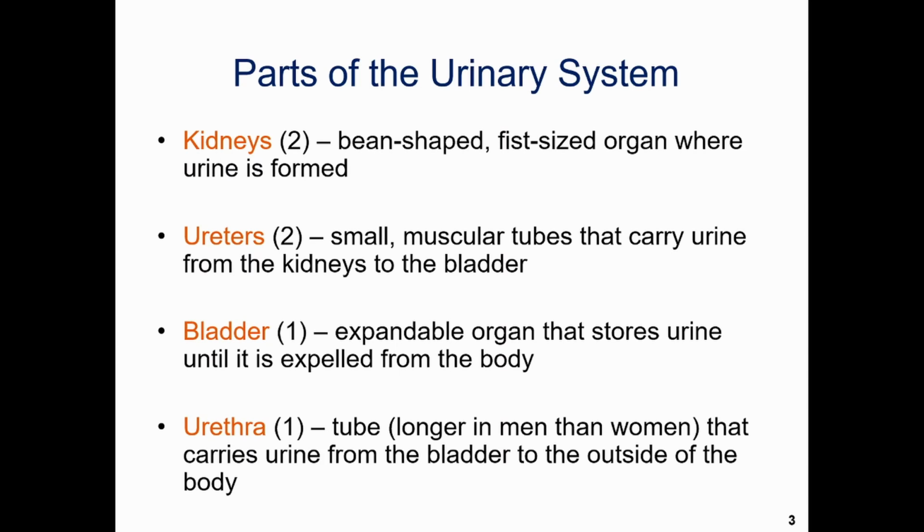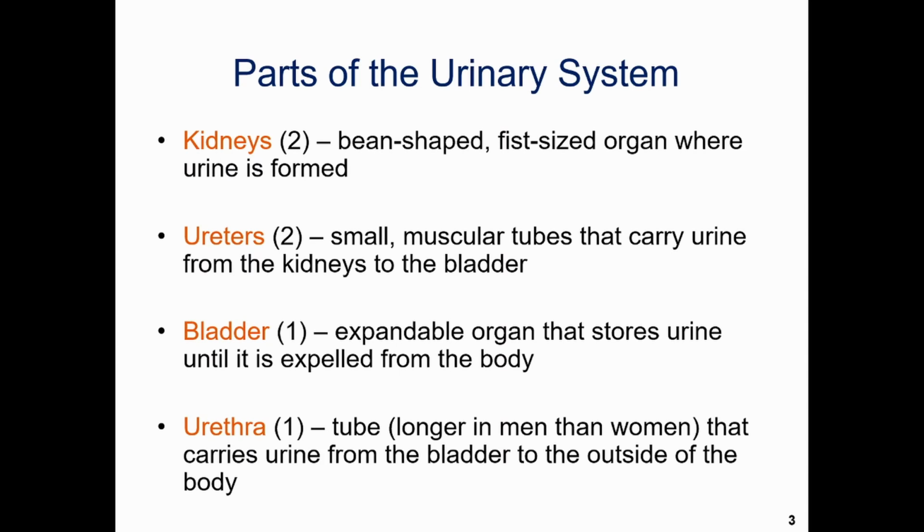So if we look at the urinary system, we can break it down into 4 main parts: the kidneys, the ureters, the bladder, and the urethra. The kidneys are these fist-sized organs that have a bean shape. Which came first, the kidney bean or the kidney organ? Probably the organ. But there are these bean-shaped fist-sized organs where we're going to be forming urine. We're not going to store urine here, we're just going to produce it.